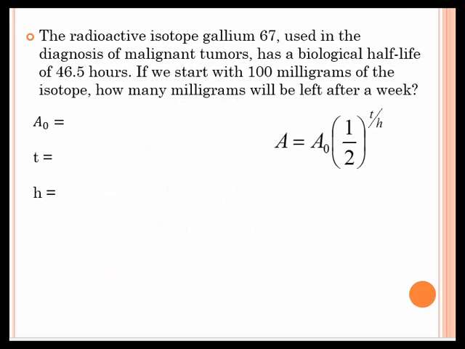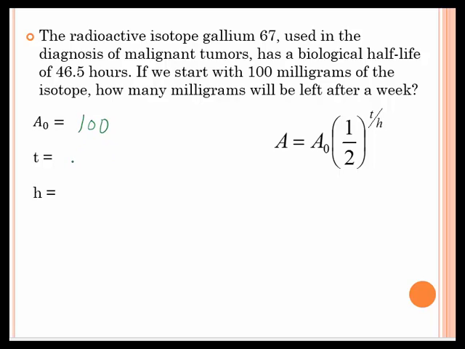So take a look at this problem, and I think this is straight from the book. We have a radioactive isotope. It's called gallium-67. It's used in the diagnosis of malignant tumors. It has a biological half-life of 46.5 hours. If we start with 100 milligrams of the isotope, how many milligrams will be left after a week? Okay, well, we see that we're starting with 100 milligrams, so that's my A naught. My A naught is 100.